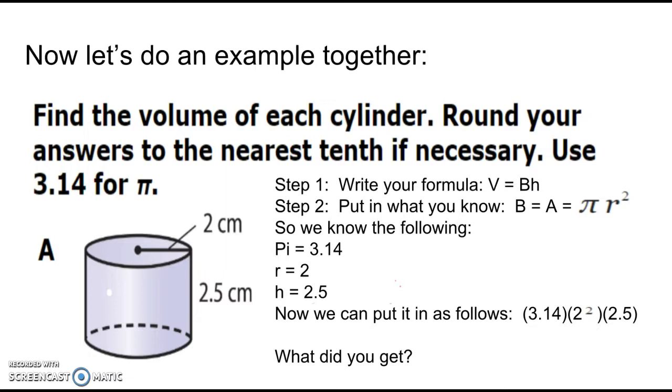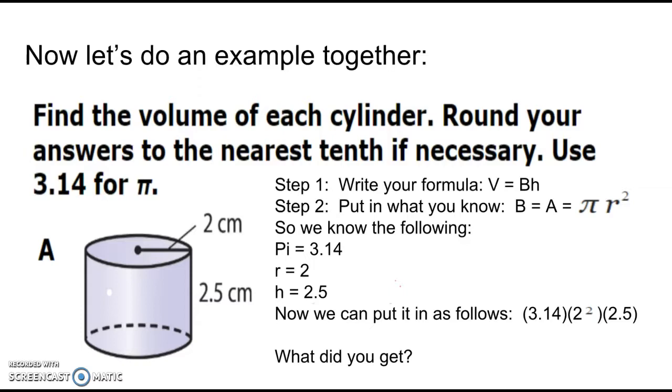Now, let's do an example together. Find the volume of each cylinder, round your answers to the nearest tenth if necessary. Use 3.14 for pi, or you can just use pi. Step 1. Write the formula. V equals big B times H. Then we can put in what we know. We know that big B equals pi r squared. So we're going to be writing out pi r squared times H.